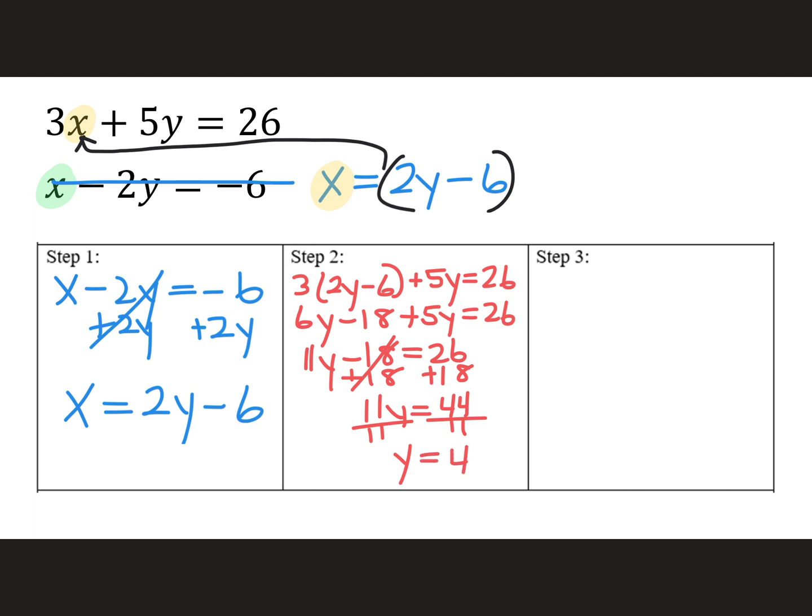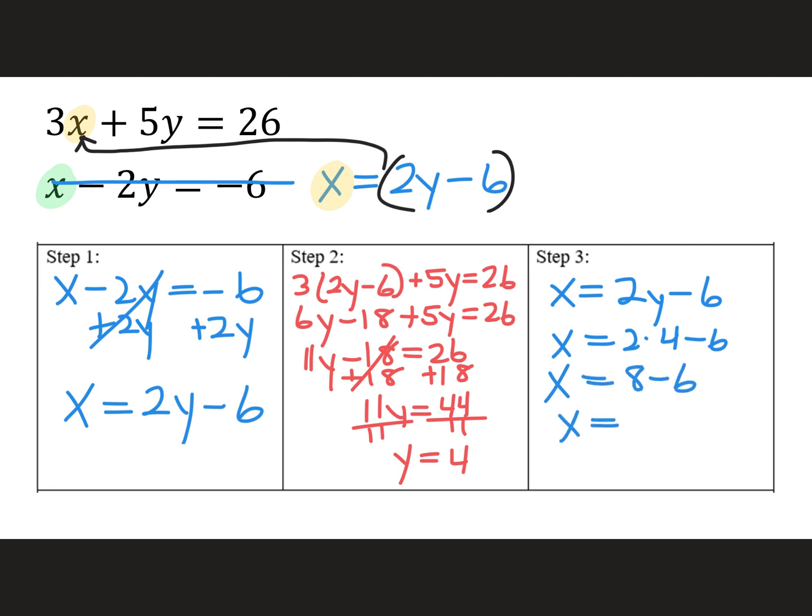And now step 3, I'm going back to the equation that I had created, this x equals 2y minus 6. So let's go ahead and put the 4 in there, so 2 times 4 minus 6. x equals 8 minus 6, which means x equals 2. Final step is to write my solution where I have my x value first and then my y value. All right, let's do one more.